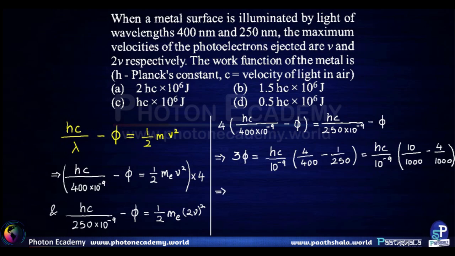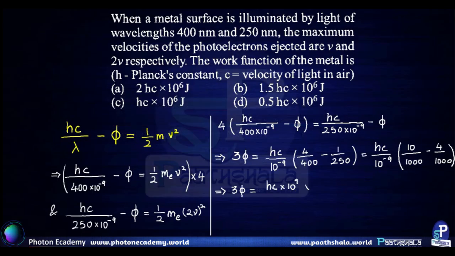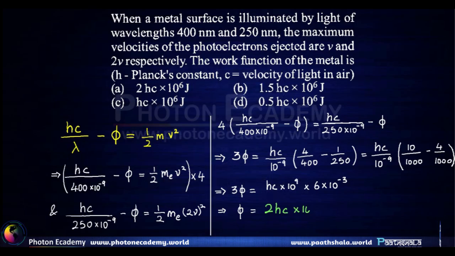So we have 3 phi is equal to hc into 10 to the power 9 into 6 into 10 to the power minus 3, or phi is equal to 2hc into 10 to the power 6, which is option A.